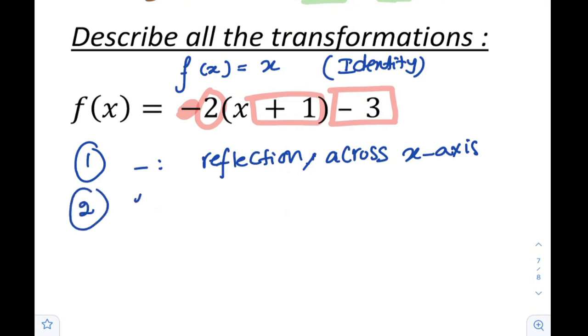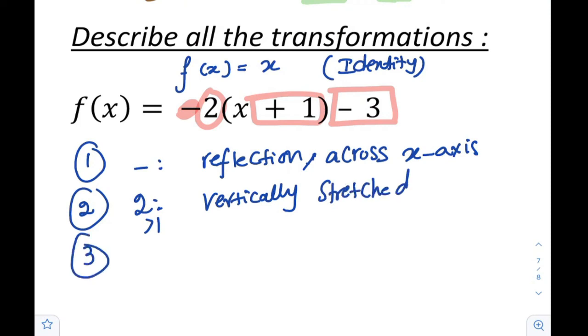Number 2, the 2. What is the effect of the 2? 2 is a number multiplied, so it is dilation. It's outside the group, so it is vertically affecting. Since 2 is more than 1, it is vertically stretched.